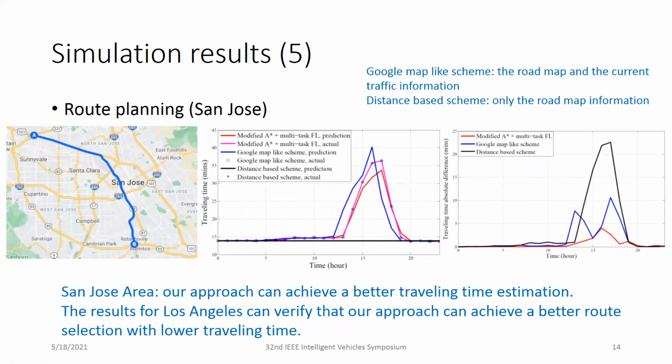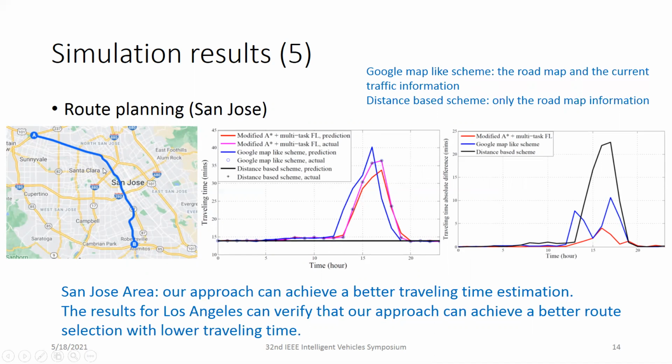For this slide, we verify our proposed A-star algorithm. Here we have 2 baselines. The first one is a Google Map-like scheme, where the route planning decision is determined by the road map and the current traffic information without any traffic speed prediction. The second one is a distance-based scheme, where only road map information is considered within the route planning steps.